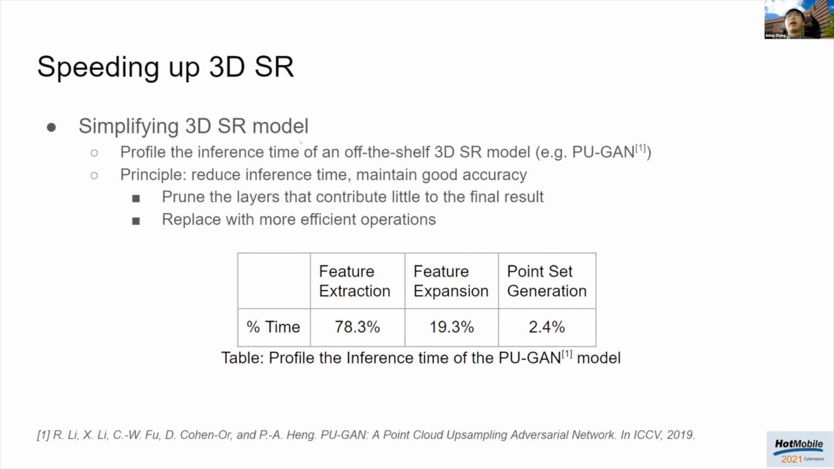For example, we can remove the layers that contribute little to the final results. And we can also replace the operations in the feature extraction stage with more efficient operations. So our high-level principle is to reduce inference time as much as we can and not hurt the inference accuracy too much.